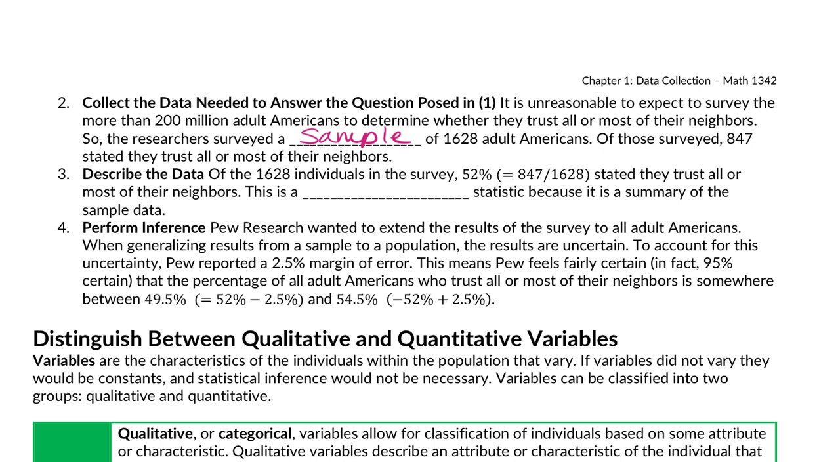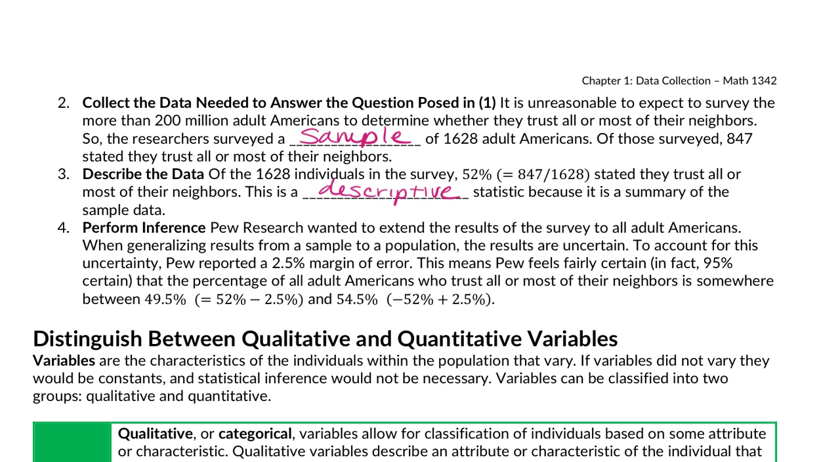So then they describe their data. Of the individuals in the survey, 52% stated they trust all or most of their neighbors. This is a blank statistic. What kind of statistic is that? Since it's just describing the statistic we got, it is a descriptive. Very good.